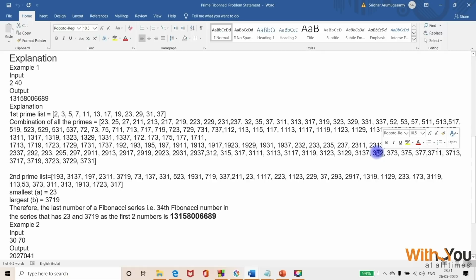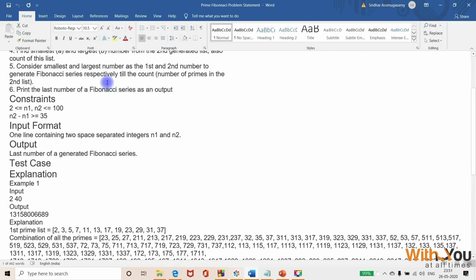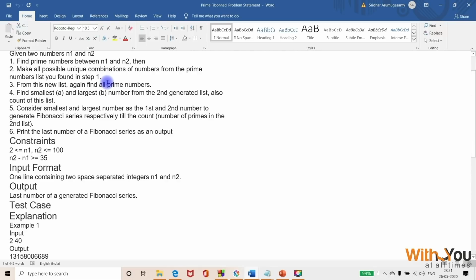So the first number is 37, and every other number is getting added on the right end. So 37 and then 2, 37 and 3, 37 and 5, 37 and 7, 37 and 11. Wow, good. Now we have a solid grip of what is expected. Then what should we do? So this is a list to be generated. Interesting. And step 3, from this new list, again find all prime numbers.